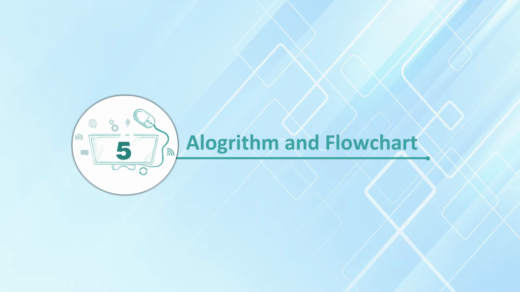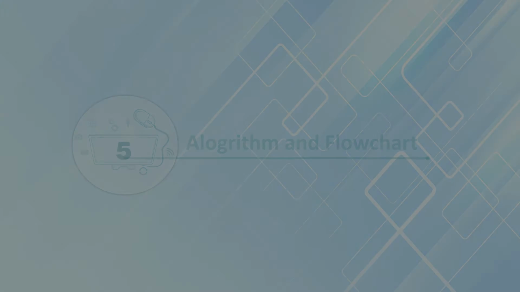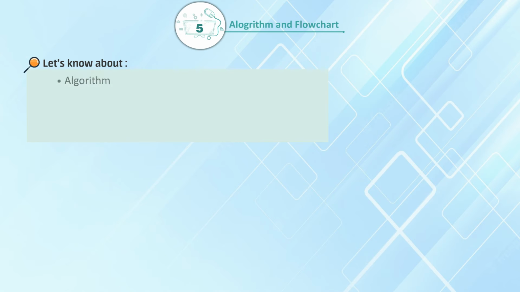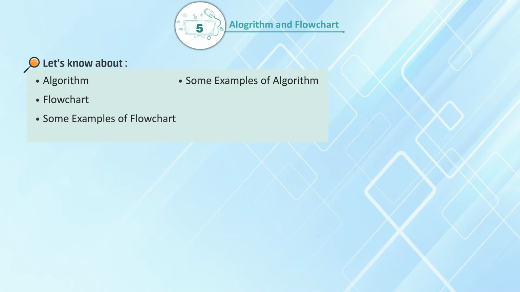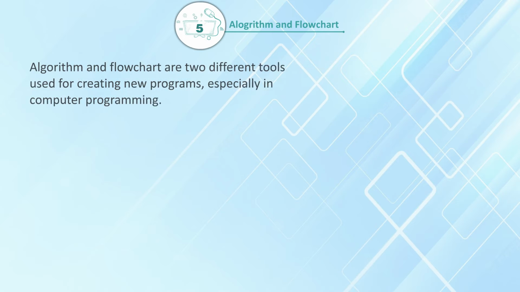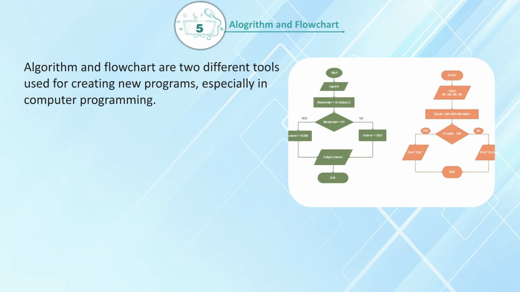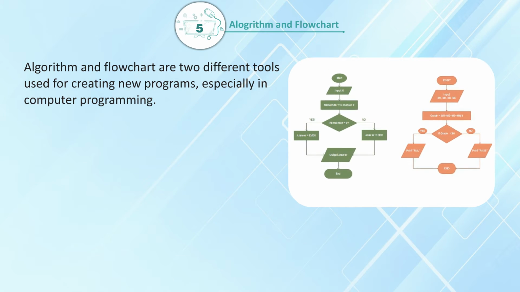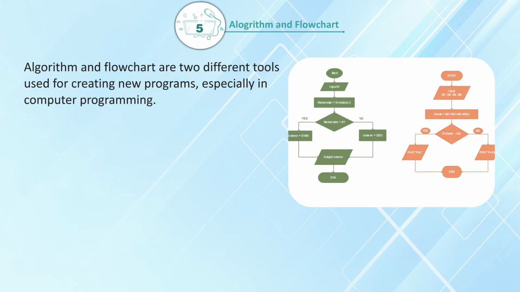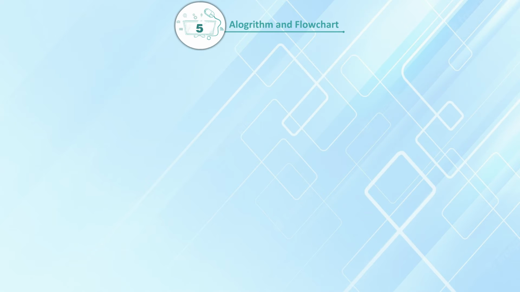Chapter 5: Algorithm and Flowchart. Let's know about algorithm, flowchart, some examples of flowchart, some examples of algorithm, symbols used in a flowchart. Algorithm and flowchart are two different tools used for creating new programs, especially in computer programming.